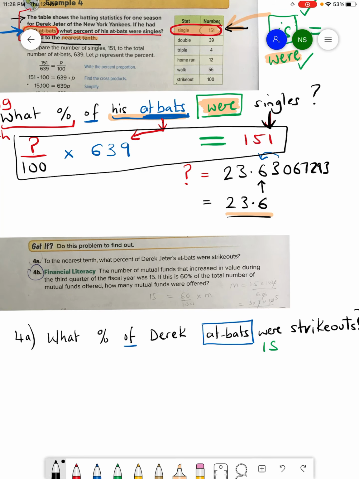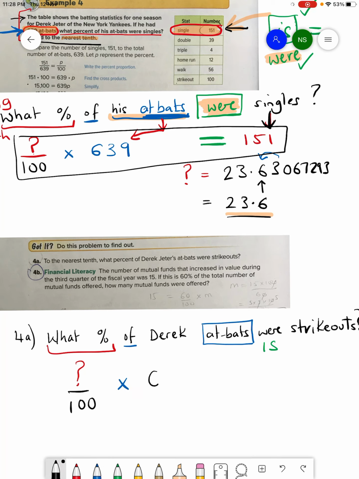Okay, so did you find what percent, so we've got a question mark with a percent, of Derek Jeter's at-bats. Derek Jeter's at-bats are 639. They don't change. Were is the same as is.